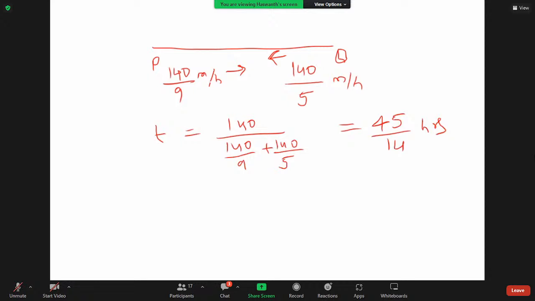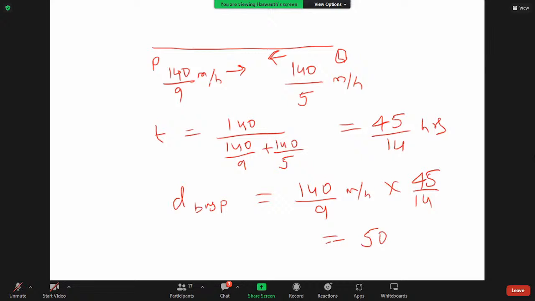Now we have to find out how much distance is traveled by bus P. Distance is speed into time. So speed 140 by 9 miles per hour into time 45 by 14. We get it as 50 miles.